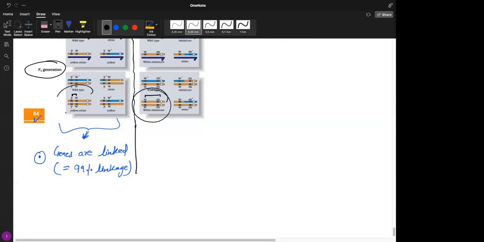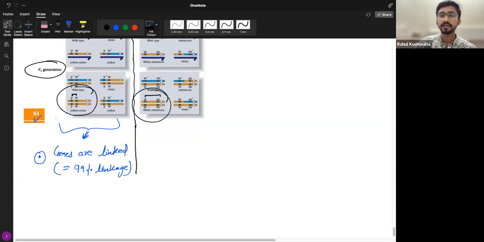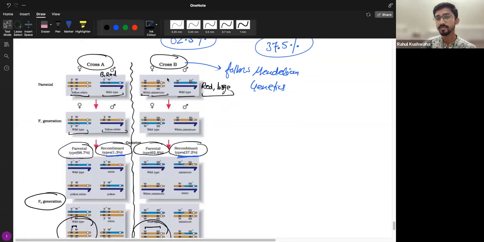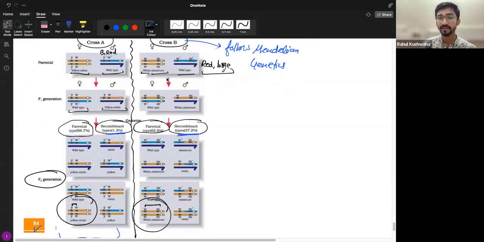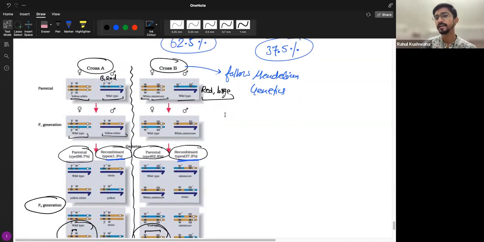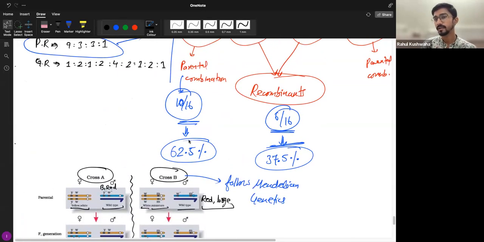Can you see this? Yes, sir. Can we conclude this? Yes. So we can conclude that there is linkage because the genes are present very close to each other and hence there is very little recombination. So cross A is an exception to the law of independent assortment and does not follow Mendelian inheritance, whereas cross B follows Mendelian inheritance and therefore we get exactly the similar kind of recombinants and parentals that Mendel also calculated we should get.